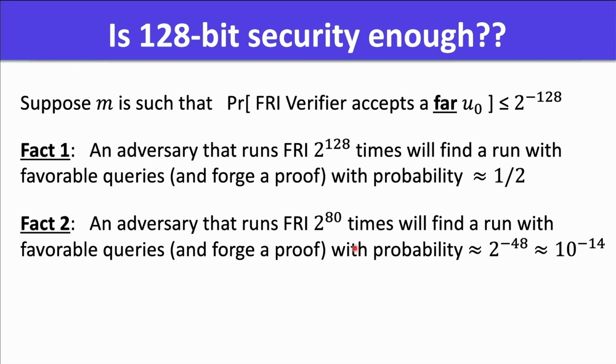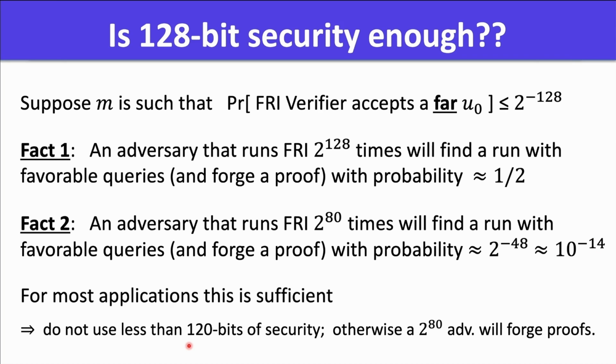The soundness proof shows that after 2 to the 80 runs, the probability of forging a proof is about 2 to the minus 48, which is a very small number. Yes, generally this is such a small probability that we don't actually worry about this. But what this says is really you shouldn't be messing with the security bounds. For example, if you used 80 bits of security, that means that an adversary that can run for 2 to the 80 times will be able to forge a proof with probability 1/2.